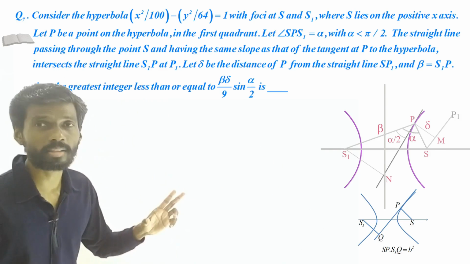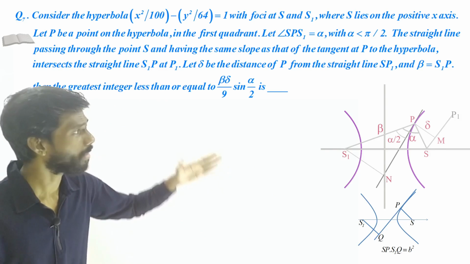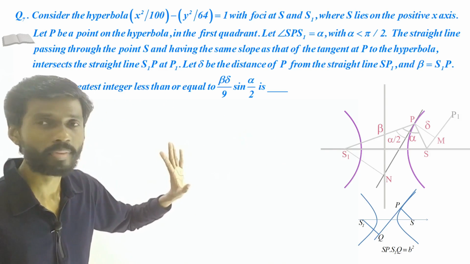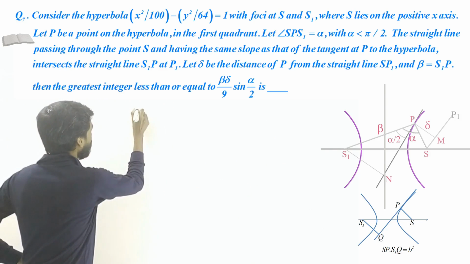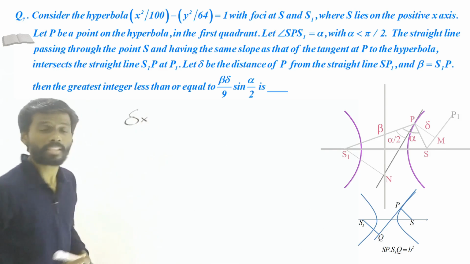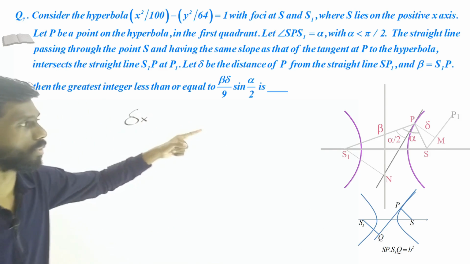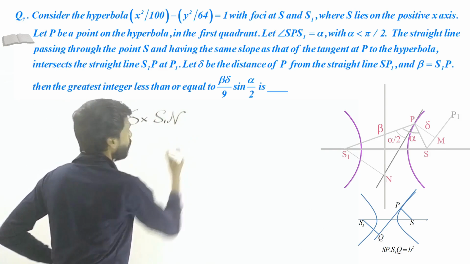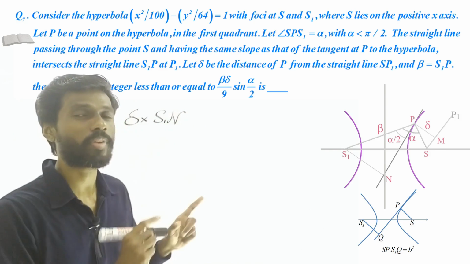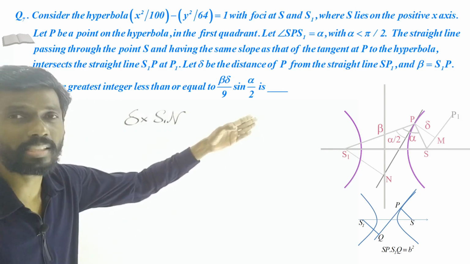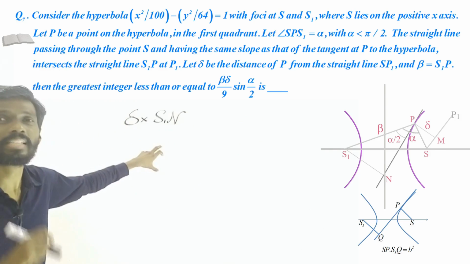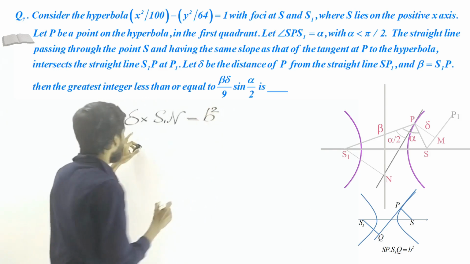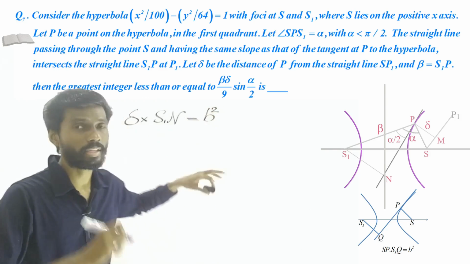Now let us use that property. What is the distance from the focus S to that tangent? That is delta. So delta multiplied by, similarly, from the other focus S1, S1N. So this is the product of the perpendicular distances from the foci to any tangent, particularly this tangent at the point P. This product is equal to b square. This is the property that we are using here. So delta multiplied by S1N is equal to b square.